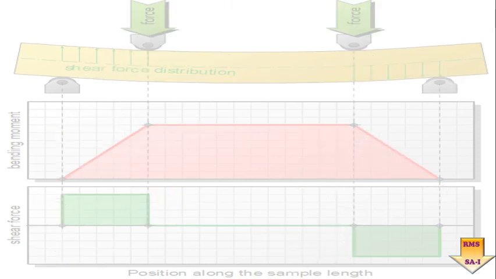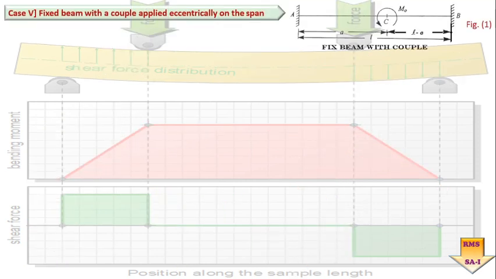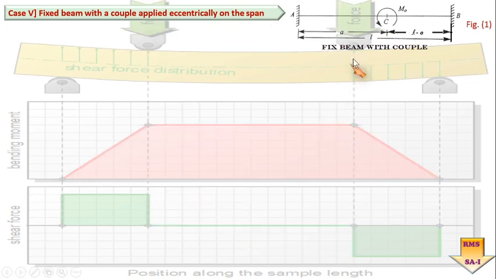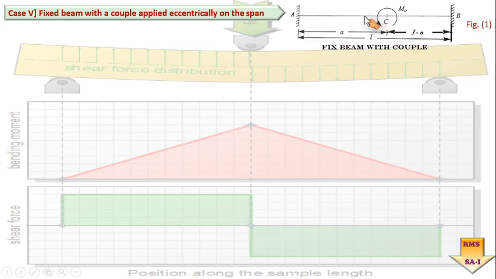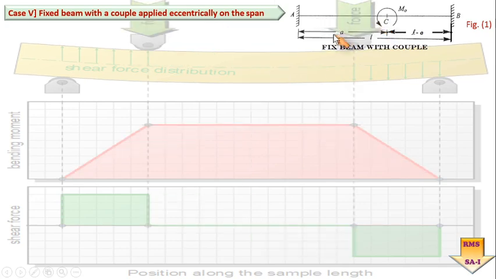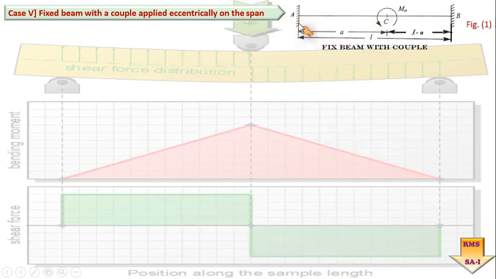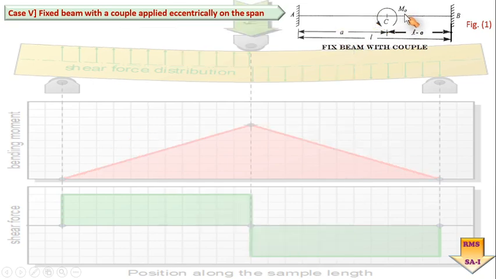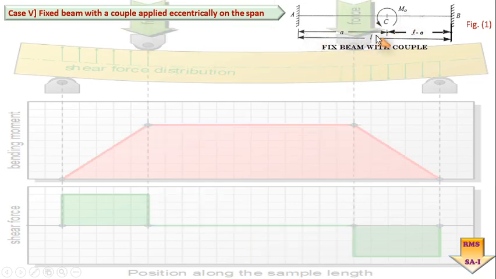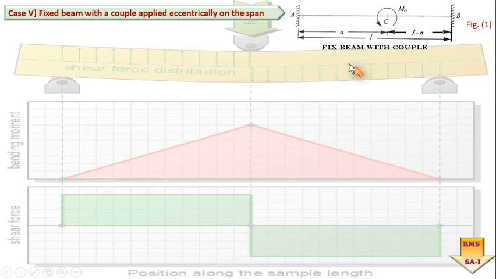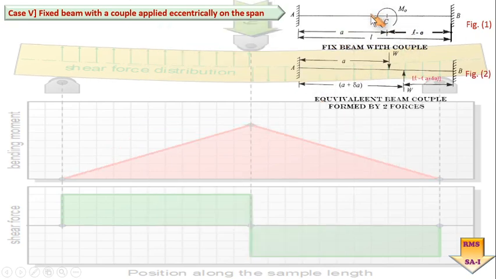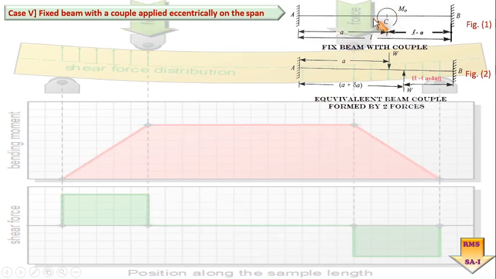So moving ahead, the next case which we are going to talk about is another interesting case in which a couple is applied, but it's not applied at the center, it is somewhat eccentric, at a distance of A from point A. Is it okay? So this is the fixed beam which is imposed with a couple of M0 at a distance of A from the left hand side A. Is it okay? So this is a fixed beam with a couple. Now what I am going to do is replace this couple by a basic principle.